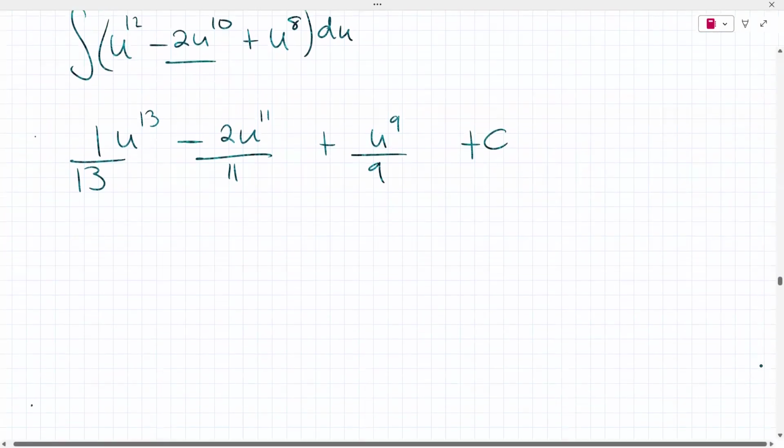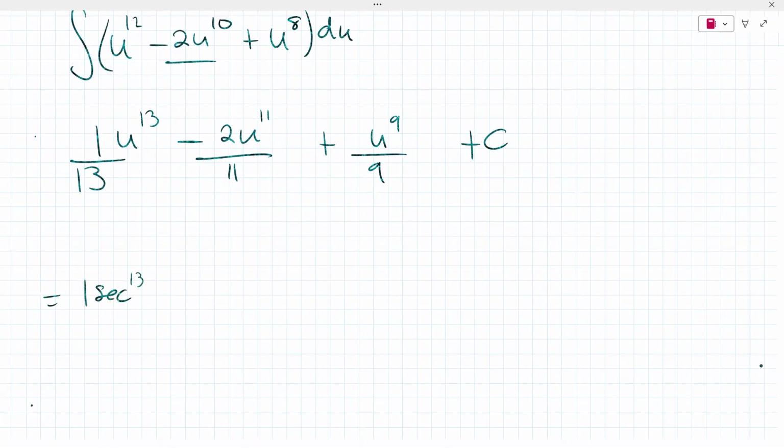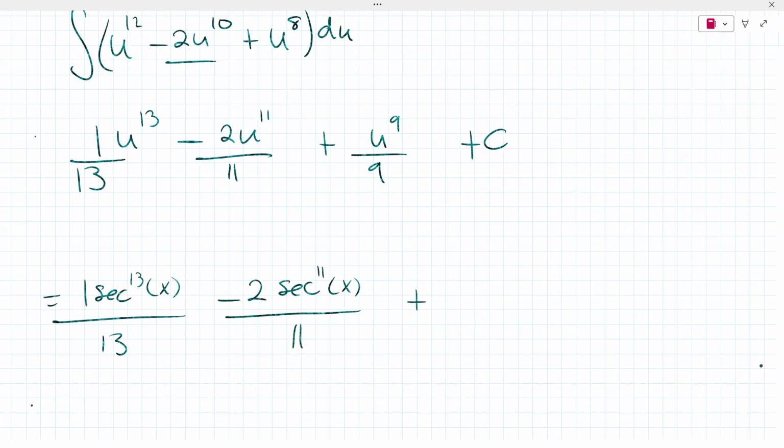Then the last step is replace your u with secant of x. So it's going to be secant 13 of x over 13 minus 2 secant 11 of x over 11 plus secant 9 of x over 9 plus c.